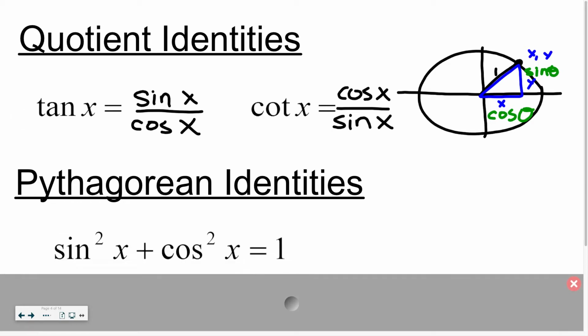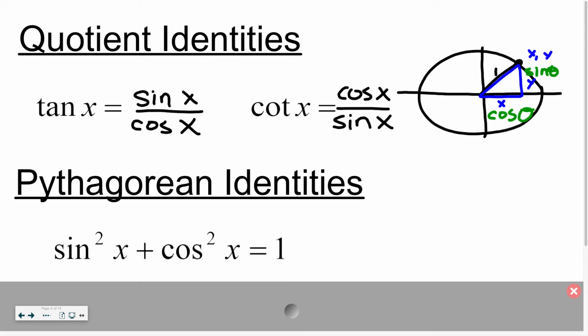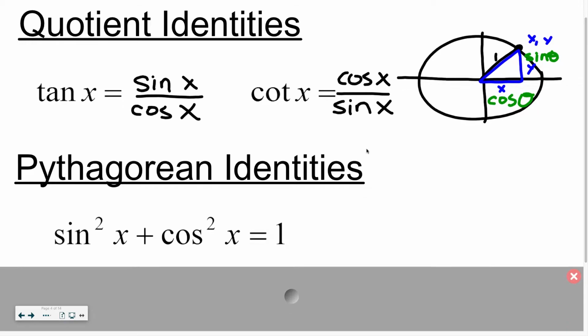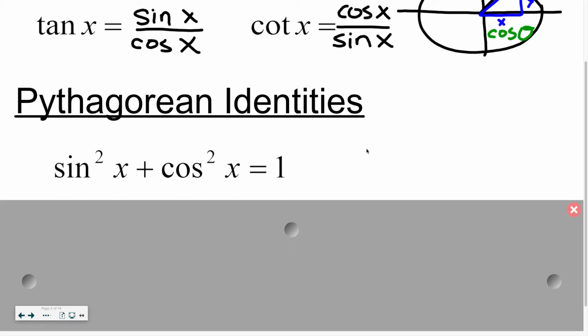And I think I have mine written in swapped order, sine squared plus cosine squared equals 1. Either one is fine because addition is commutative. It doesn't matter which way you write the sine squared plus cosine squared.